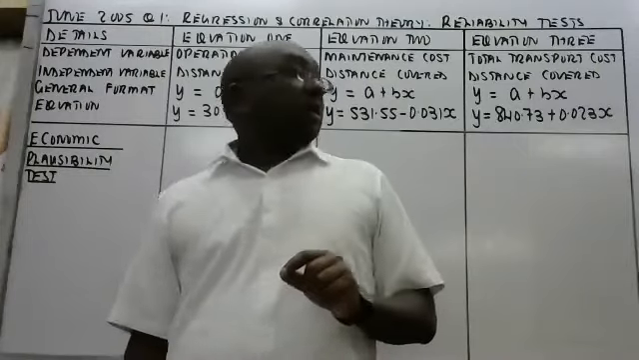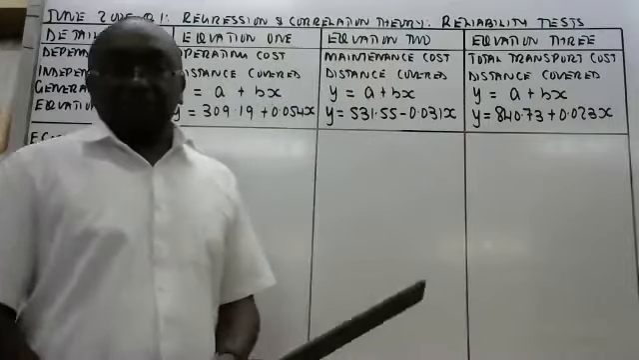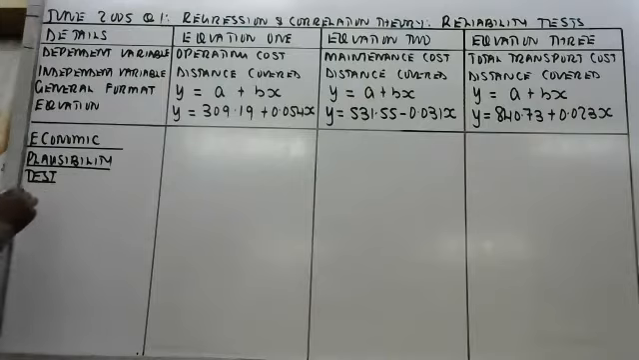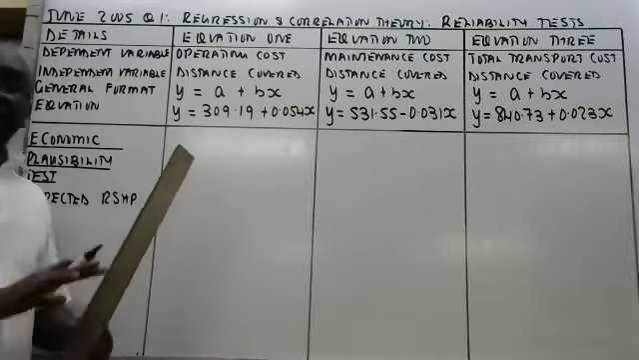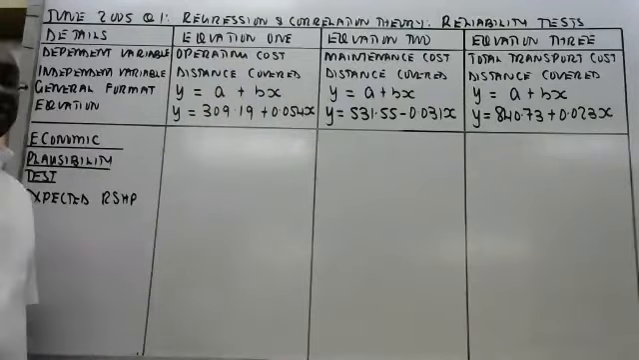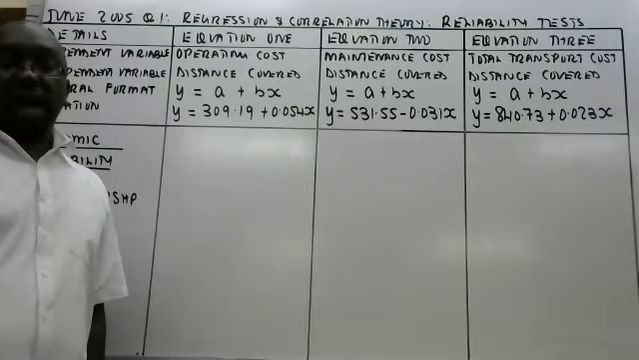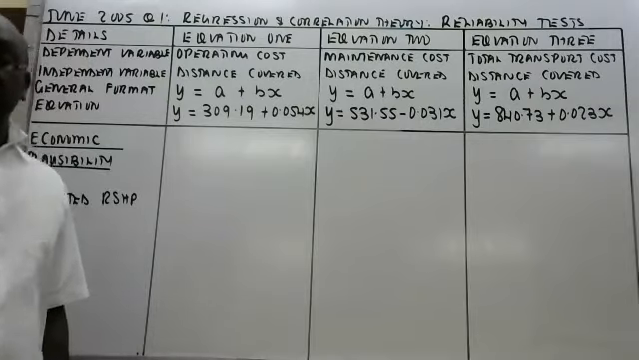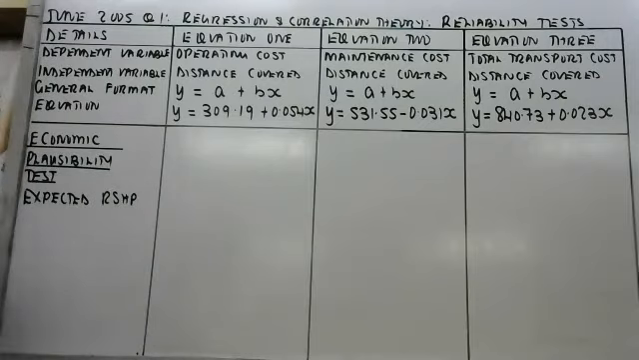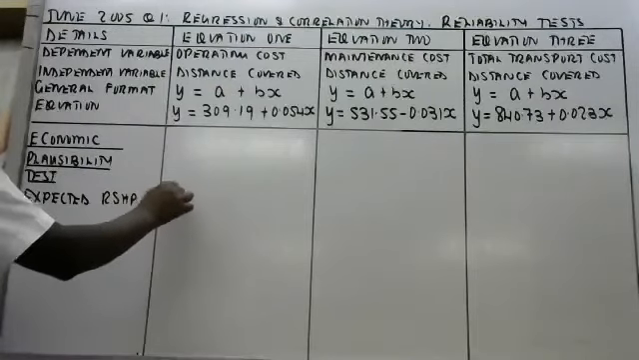So economic plausibility simply checks whether the expected relationship is in agreement with the observed relationship. So we are going to design it like this. The first item is the expected relationship. Now tell me, in general, what kind of a relationship would you expect to see between operating cost and distance covered? Would you expect an inverse relationship, a direct relationship, or a zero relationship? What would you expect? Yeah, good. Direct.